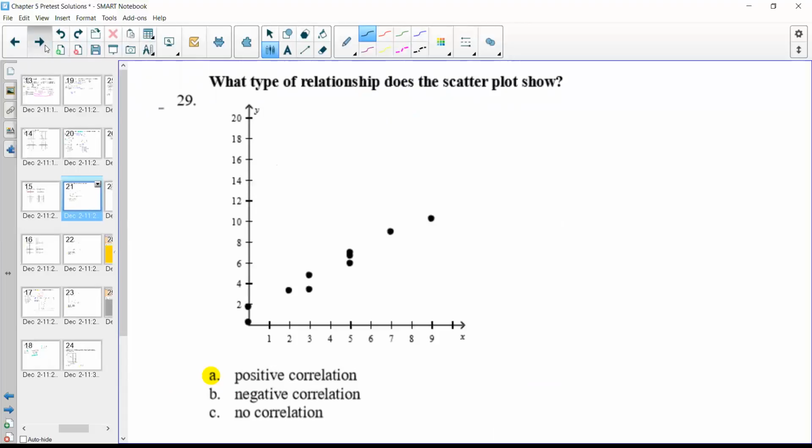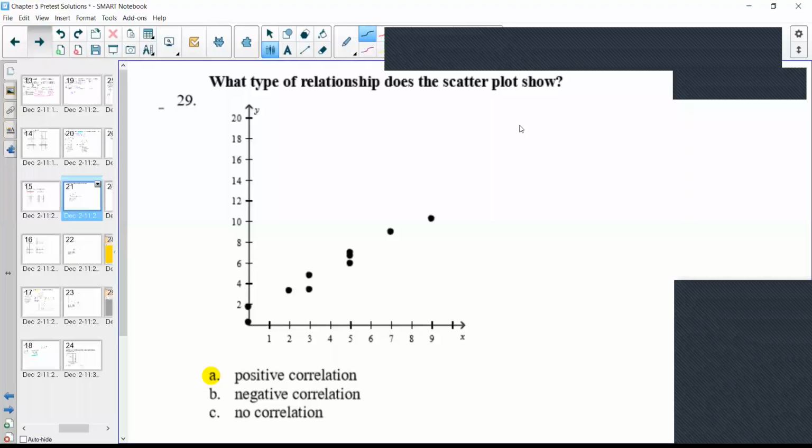Come on. Something's messing up. The program's messing up. Hold on. Hopefully it'll self-correct.